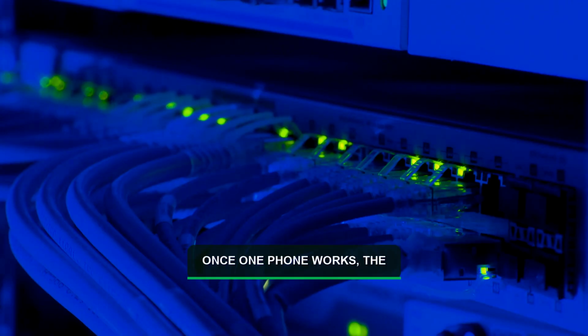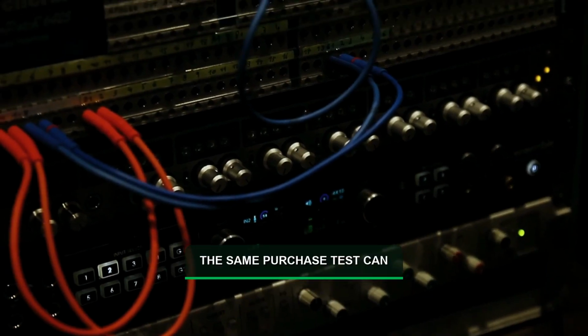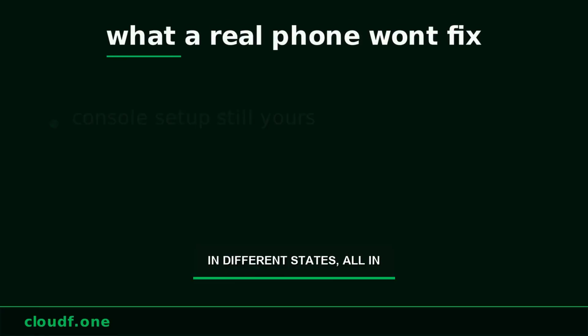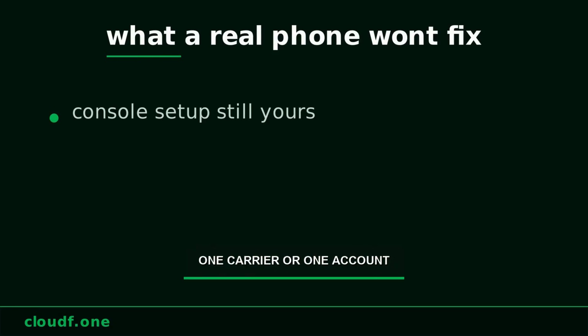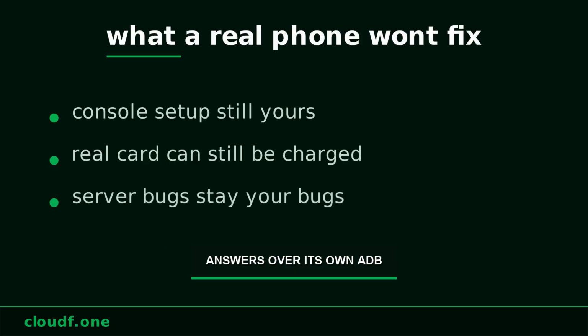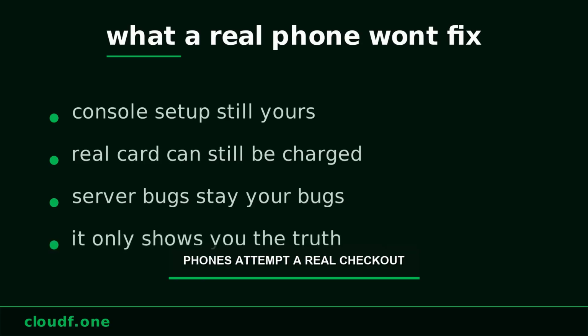Once one phone works, the fleet is where the real bugs surface. The same purchase test can run across a Singtel phone, a StarHub phone, and an M1 phone on different accounts in different states, all in one pass. A buyer on one carrier or one account tier can meet a payment method or a price the others never see. And that is precisely the kind of difference a single emulator flattens into nothing, because every phone answers over its own ADB endpoint. You wire the purchase path into your build and let a row of real Singapore phones attempt a real checkout before you sit down in the morning.